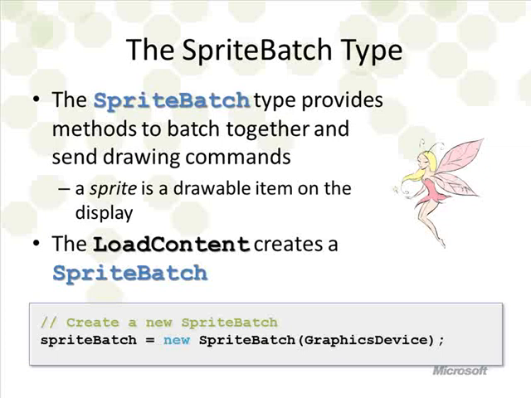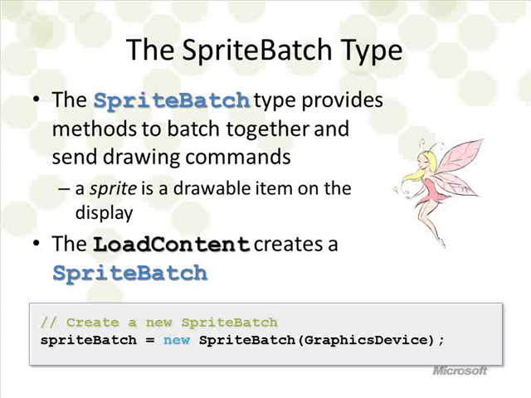If I'm playing a shooting game, a sprite would be a bullet. If it's a driving game, a sprite might be a car or a tree that's whizzing past the windscreen or anything like that. So a sprite is a single thing you want to draw on the screen, and we have a need to draw them, and to draw them we have to batch up all the commands to draw them into a single lump.